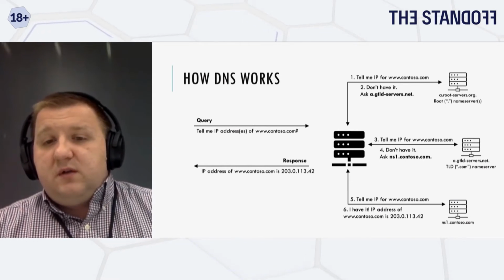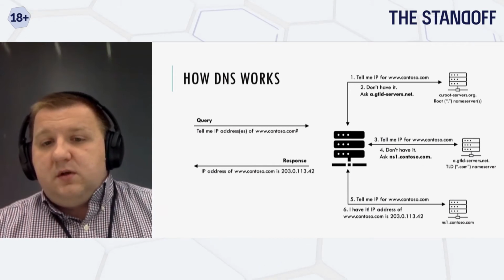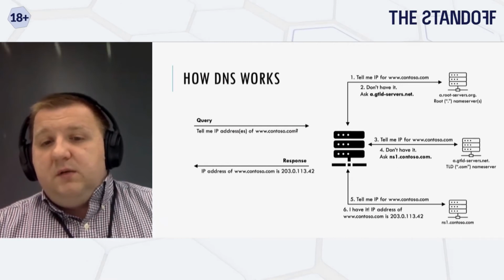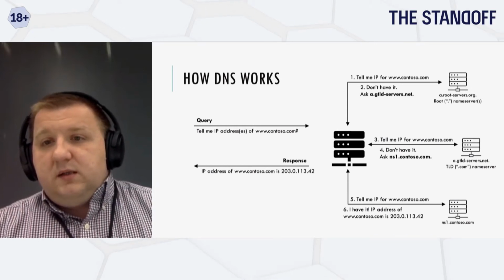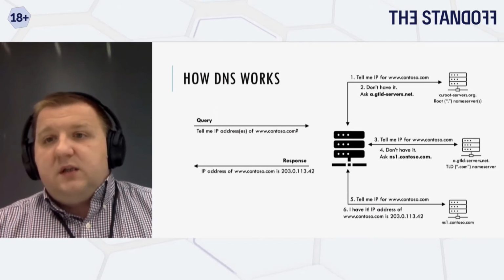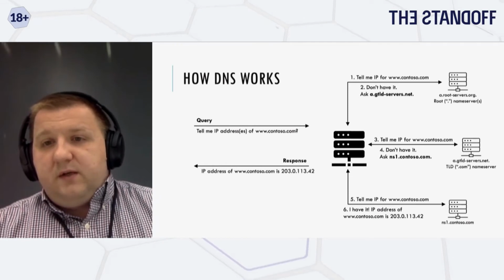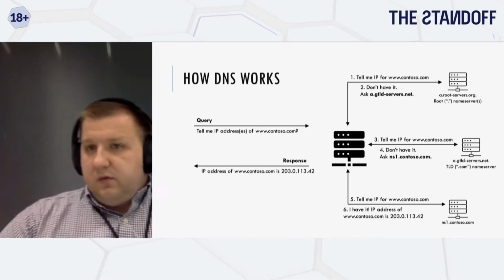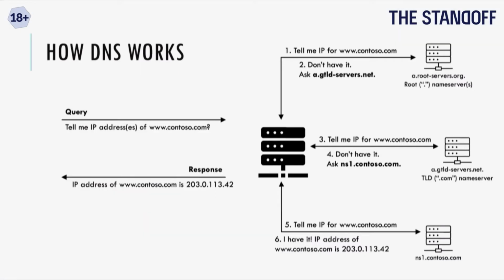Then our recursive resolver will turn to name server 1, that's ns1.contosa.com, and then, bingo, it will have the answer. Because this one is the authoritative name server for this particular zone. It does know the IP address, because this www entry belongs to its scope. So it returns the right response.